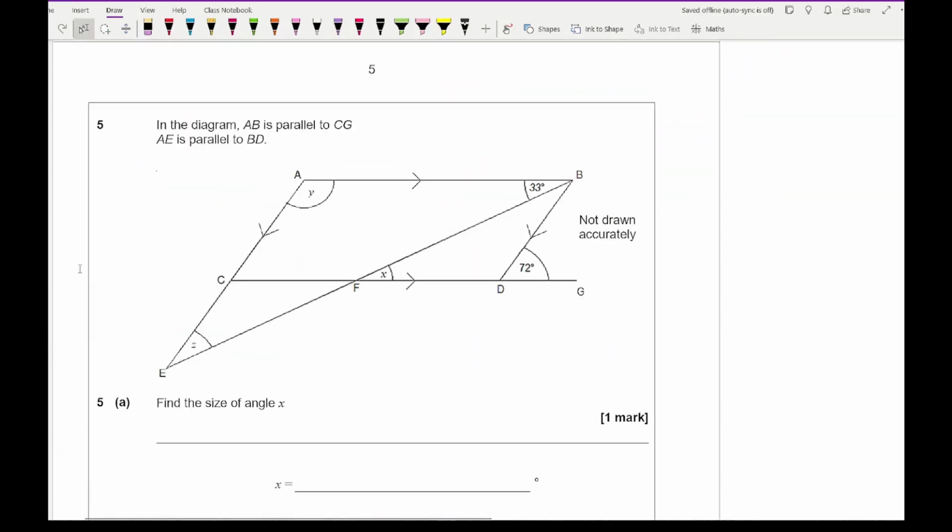Then moving on to question 5, it says in the diagram AB is parallel to CG, AE is parallel to BD, find the size of angle X. So let's have a look. Well, we can see that if AB is parallel to CG, then this angle here is going to be the same as this angle here because it's alternate. So X is going to equal 33 degrees, in which I'm just going to write that just in case I need it later.